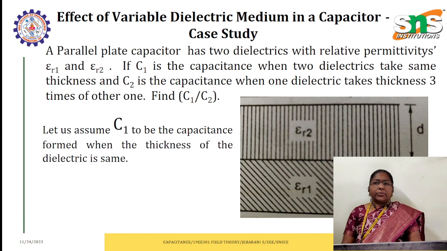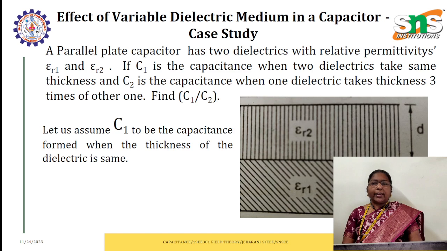Right? Suppose the same parallel plate capacitor has two dielectric mediums of different relative permittivity, what is the effect? And if the distance of separation also varies, or the thickness of the dielectric medium varies, what is the effect? So we'll just see the effect. We'll consider a parallel plate capacitor having two dielectric mediums with a relative permittivity of epsilon R1 and epsilon R2. We'll consider the first case.